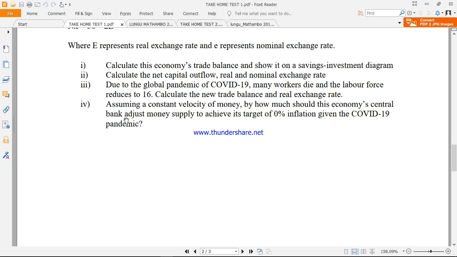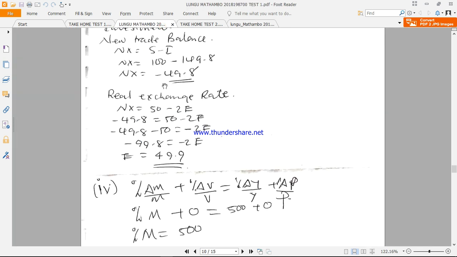Okay, so assuming a constant velocity of money, so obviously it is fixed. By how much should this economy's central bank adjust money supply to achieve its target 0% inflation given the COVID-19 pandemic? So let's assume that we've got a constant velocity of money. So change in V is 0. What they want is a 0% level of inflation. By how much must they play around with money supply?